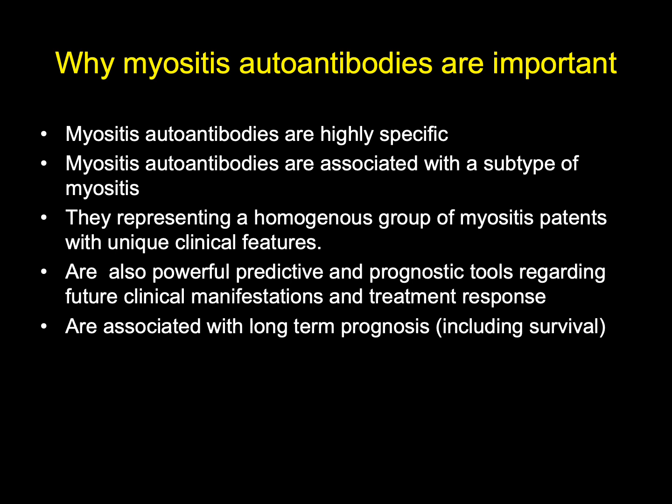In this slide, I have summarized some of the points we have discussed so far about why myositis autoantibodies are important. First, myositis autoantibodies are highly specific, therefore helping in diagnosis. Second, they are associated with clinical subtype of myositis. Third, they represent a homogeneous group of myositis patients with unique clinical features. Fourth, they are powerful predictors and prognostic tools regarding future clinical problems or manifestations as well as treatment responses. And last but not the least, myositis autoantibodies are associated with long-term prognosis, including survival in our patients.